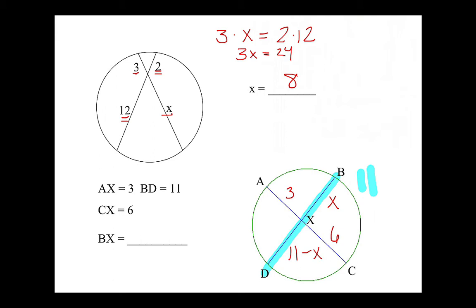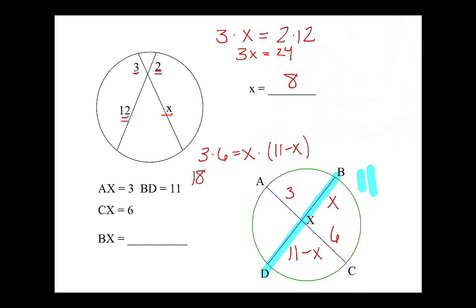It's the two pieces on the same chord multiplied together. So 3 times 6 should equal the other two pieces of the other chord multiplied together, which in this case would be x times 11 minus x. So setting up the equation, very simple. This equation is a little bit more difficult to solve, but we should be able to solve a quadratic. If you haven't seen the quadratic yet, here it comes.